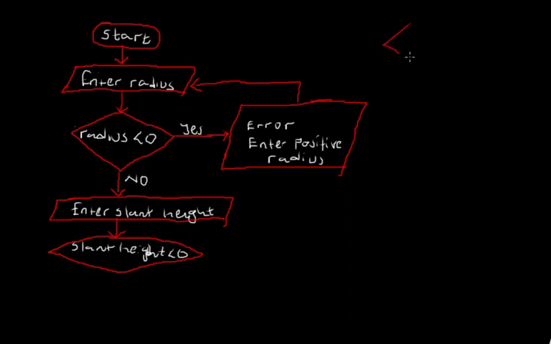It's simply such a shape. Okay, so I hope you can see it. And if slant height is less than 0, we're going to say yes, as we did there. We'll have a yes, and we'll say error, enter positive slant height.